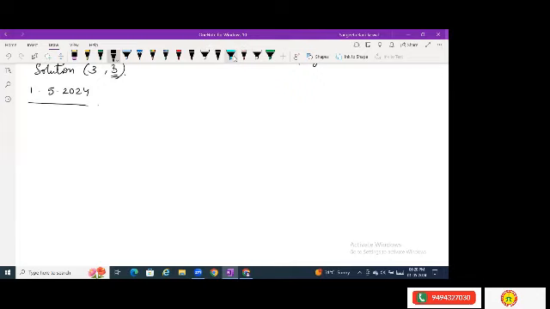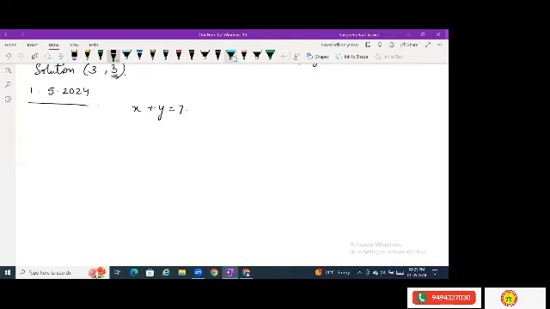Okay, so let's take an example. I'm taking a small example, say x plus y equals 7. Now see, I have just taken a very simple equation in two variables. Now, what do I want? For some value of x, I want some value of y.